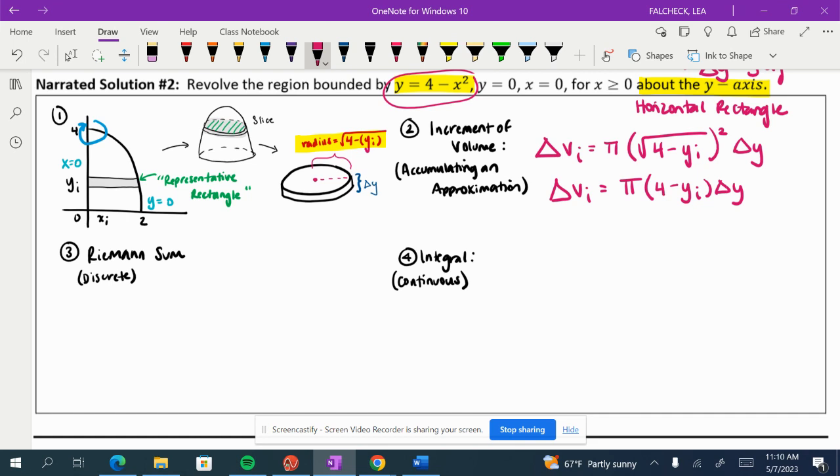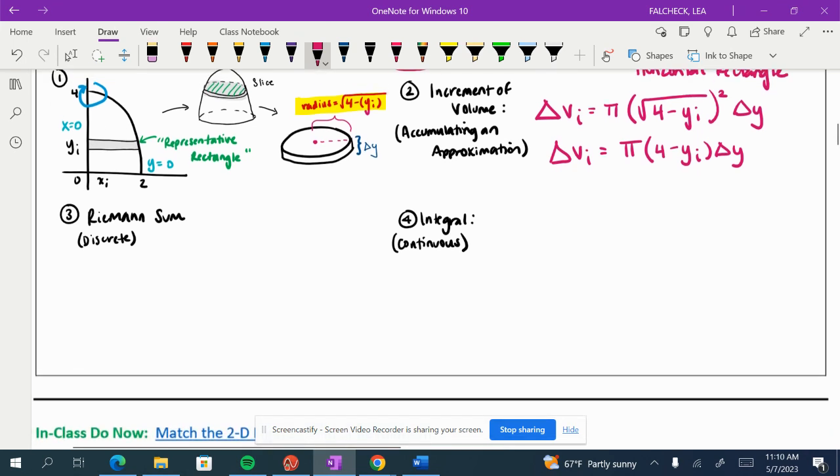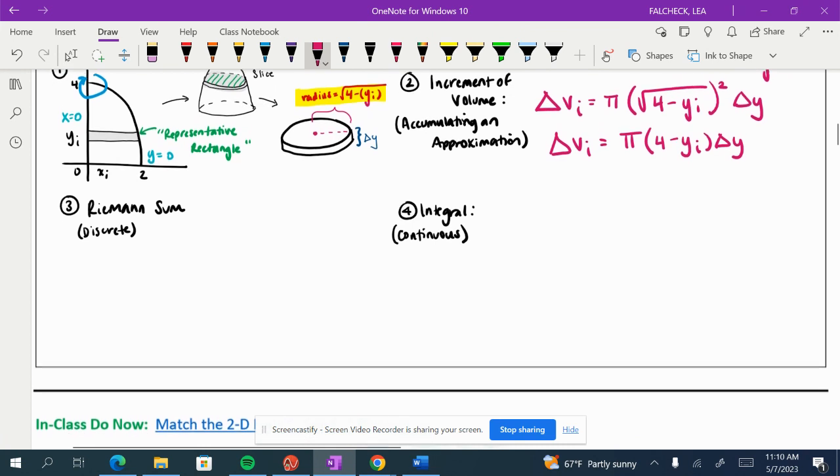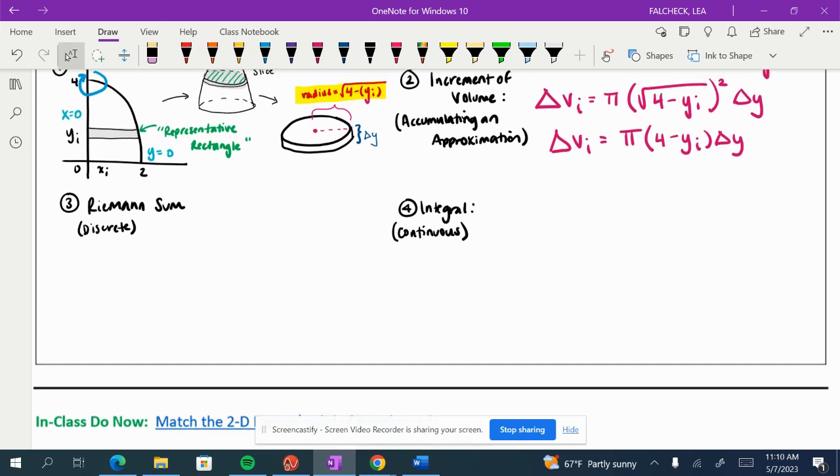Now we have that as the volume of our disk, and we take those disks and set up a Riemann sum to approximate the volume of this 3D solid. We have the volume as pi times, and we factored the pi out front of the Riemann sum, the sum from one disk to n disks of 4 minus y_i times delta y. This is our Riemann sum approximating the volume of the 3D solid.